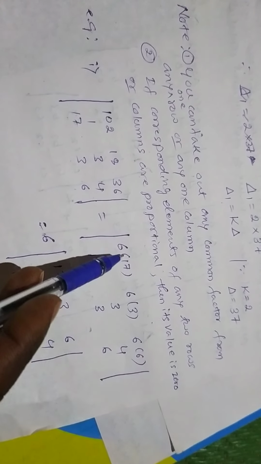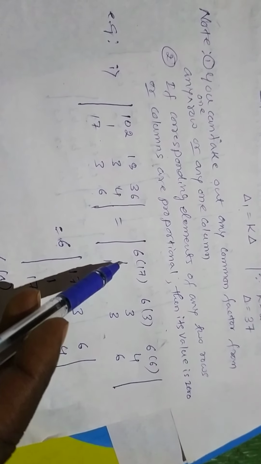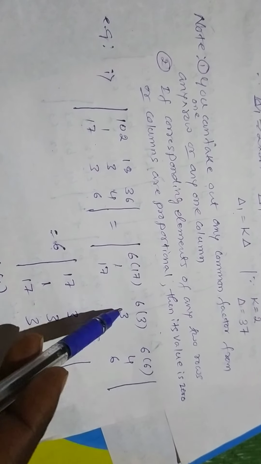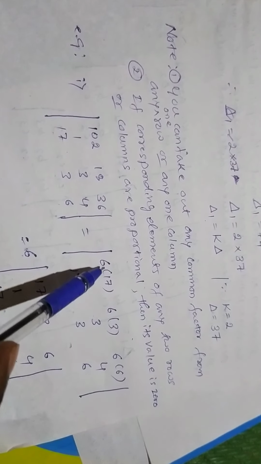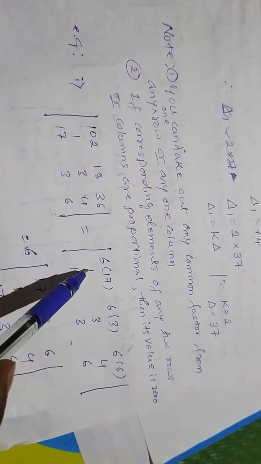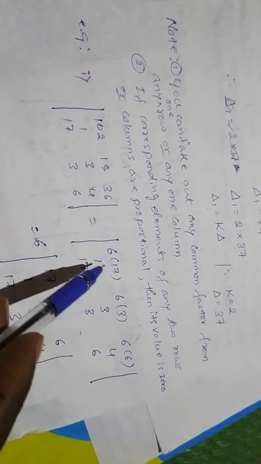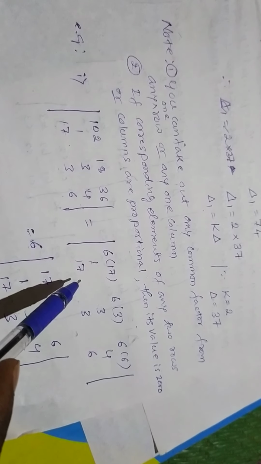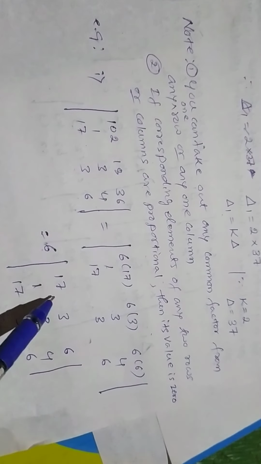So here in R1, 6 exists throughout the row, hence you can take it as a common factor. But don't bother about the other two rows, because here 6 does not exist. According to the note, you can take 6 only from any one row or any one column, so I have taken 6 from R1 only. Like that, you can take any common factor from any row or column if it exists throughout the column or row. When you take 6 as common factor, 17, 3, 6 are as they are.